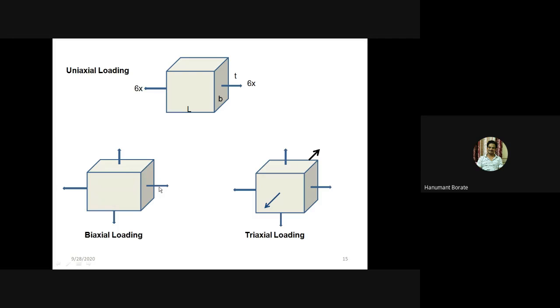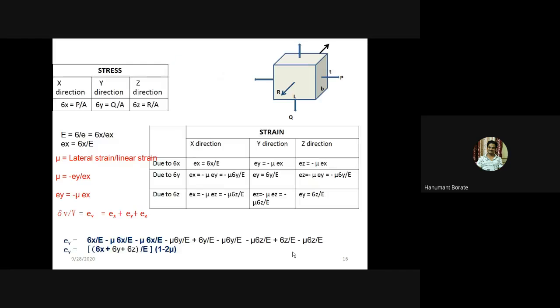Biaxial loading means force applied in 2 directions, any 2 perpendicular directions, maybe in the x y direction, y z direction, or z x direction, then that system is known as biaxial loading. And triaxial loading means load is applied in three directions. Now we'll see how to solve problems on a triaxial loading system.